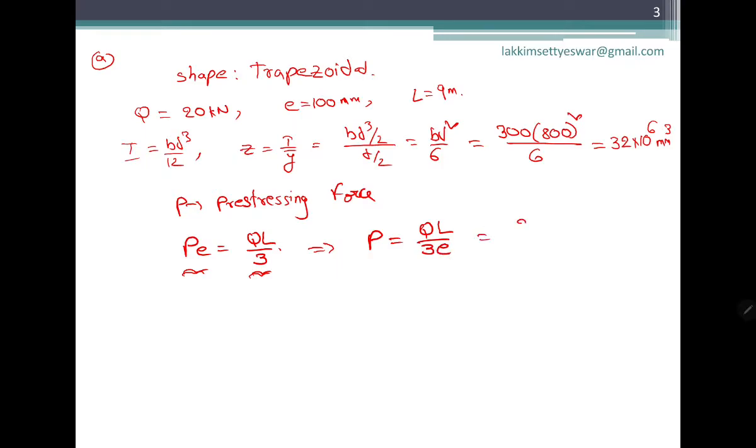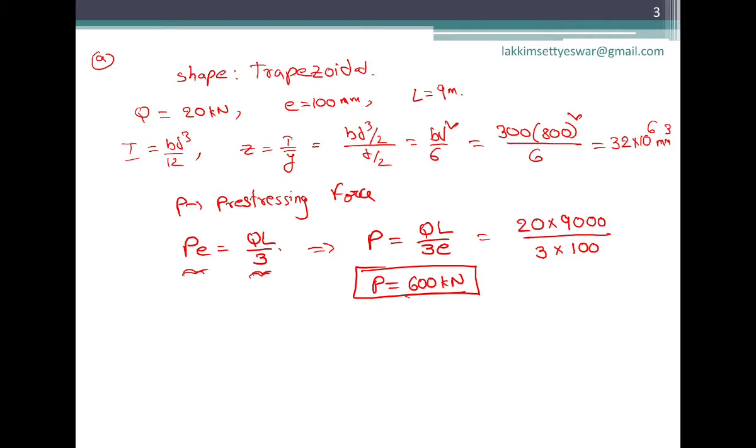So Q is the point load, 20 kilonewton, and L is the length of the beam, 9 meters, and 3 into eccentricity 100, which is given in the data. So P is equal to 600 kilonewton. So this much pre-stressing force is required to counterbalance the live load.